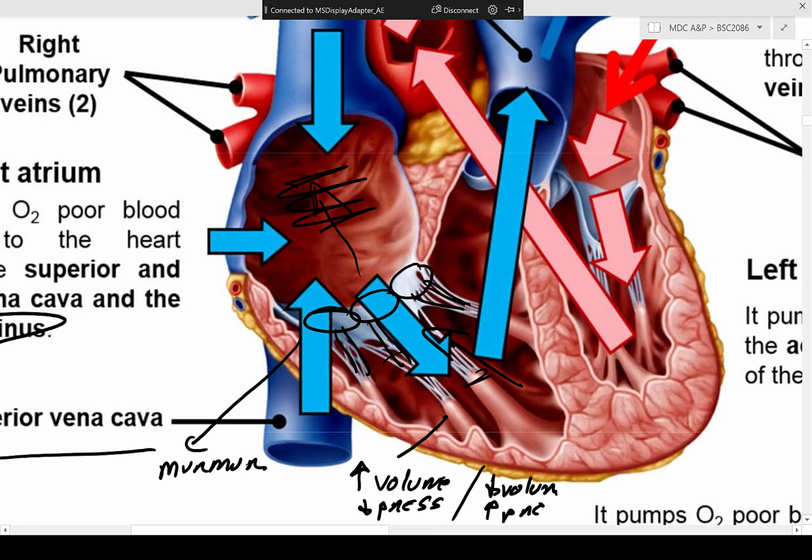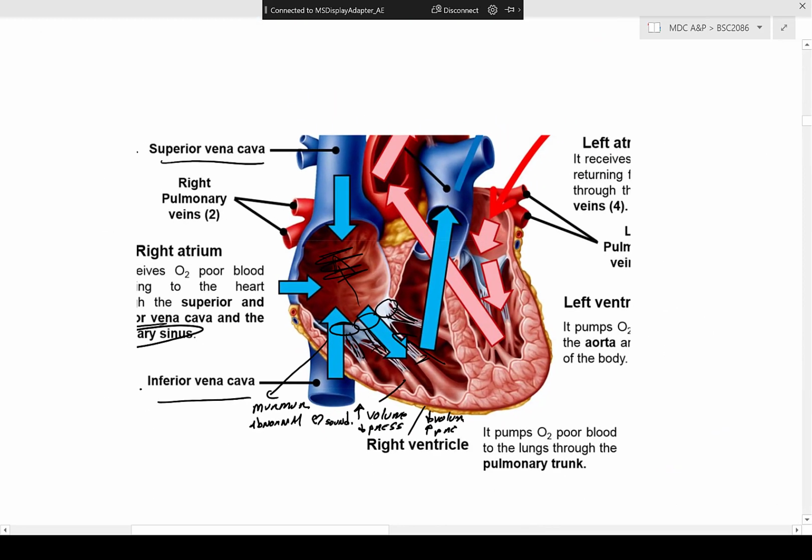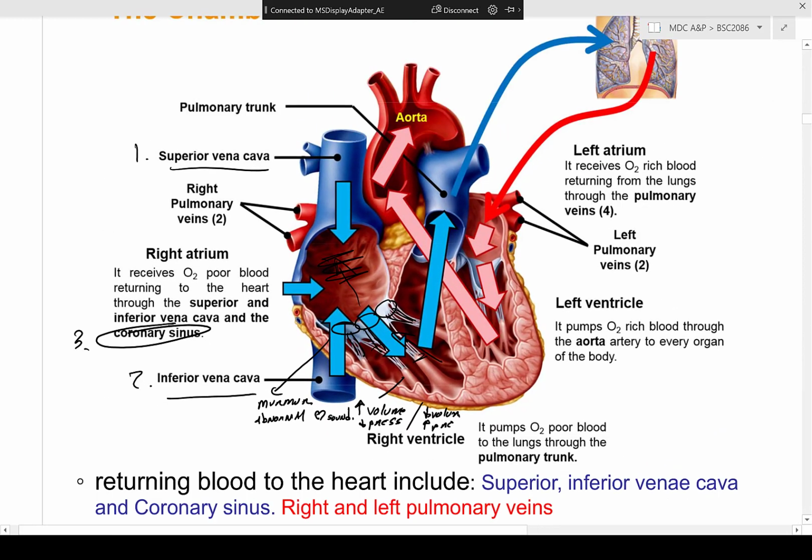What is a murmur? An abnormal heart sound. Right? So far, so good? Now, the rest of it is easy.